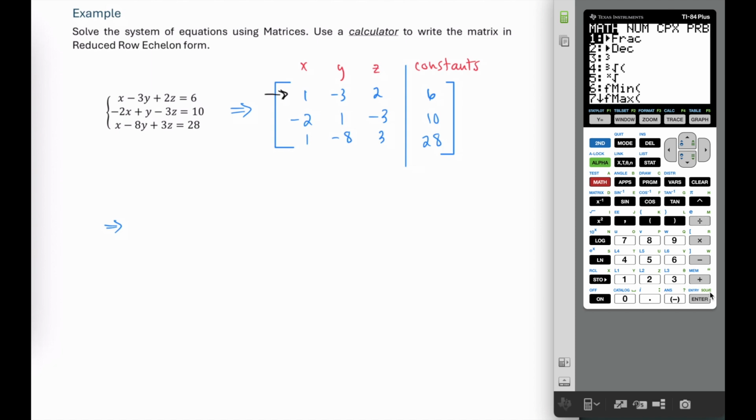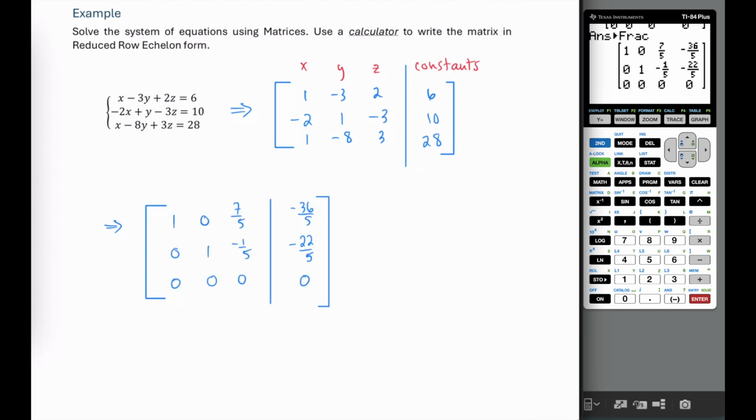So I'm going to select feature 1 to run the matrix through the fraction feature, and it cleans up my matrix a little bit, makes it easier to see. So let's copy down what we have here. We asked our calculator for a matrix in reduced row echelon form, and this is what it gives to us.